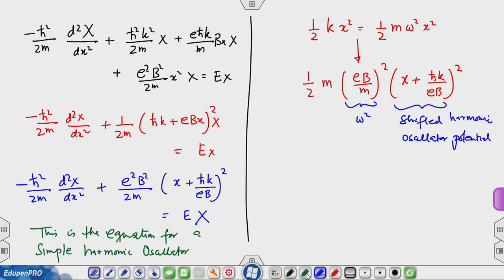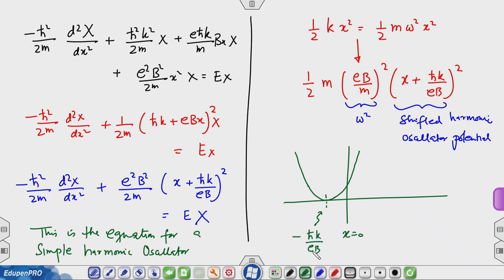So, what you have is that if I had this x equals 0, the potential is something like this, where this 0 occurs at minus h cross k over eB, and this is 1/2 m omega cyclotron square x square. This is the cyclotron frequency. The solution for this is very clear. So, the solution is going to be the psi harmonic oscillator, and eigenvalues E n are going to be n plus 1/2 h cross omega c.